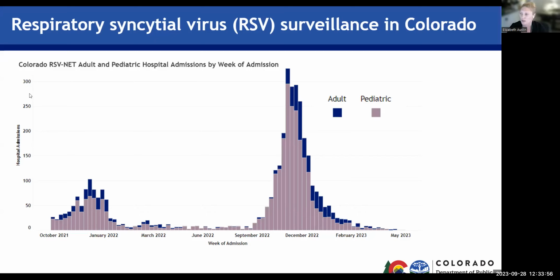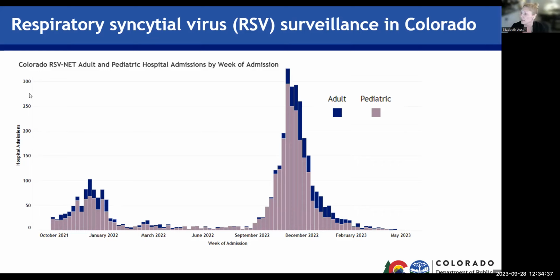So you can see here that pediatric patients are the predominant age group affected by RSV or admitted to hospitals for RSV. And the 21-22 season was a fairly moderate season in terms of hospitalizations, similar to influenza. Both pathogens had fairly moderate levels of circulation in Colorado, as well as nationally. However, the 22-23 season was significantly more severe.